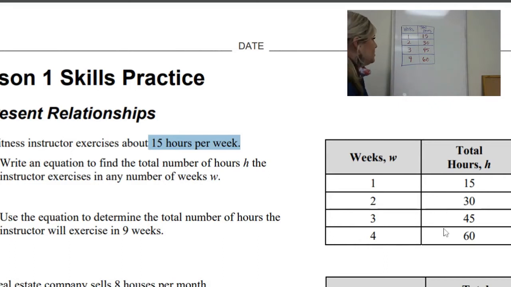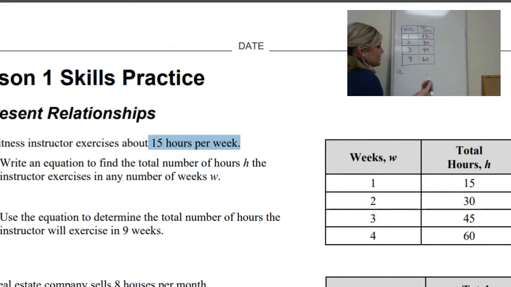So they want us to write an equation to find the total number of hours H the instructor exercises in any given number of weeks. Okay, so equation means it has to have an equal sign, because it has equal in it. Equal is equal sign. All right, so that's easy. So we know that weeks is a given number. Write an equation to find the total number of hours the instructor exercises in any number of weeks.